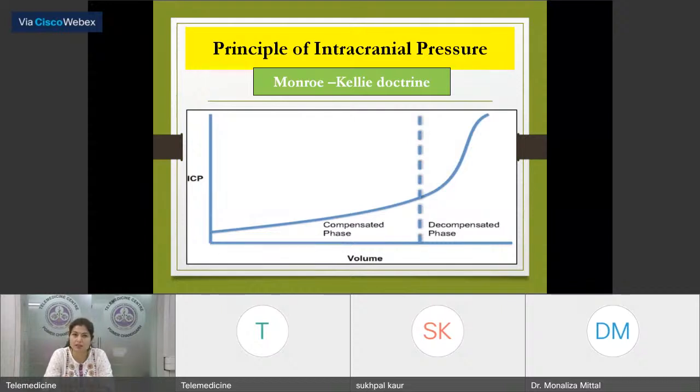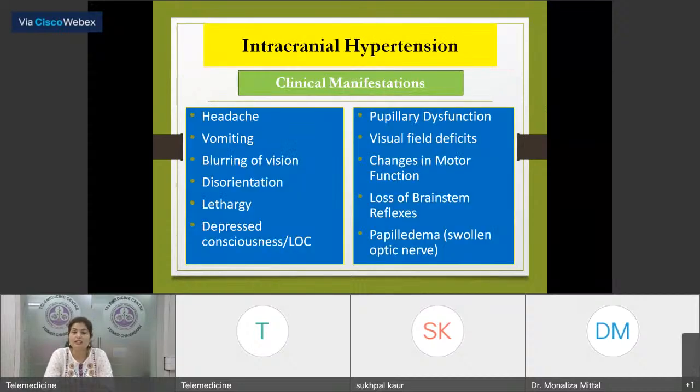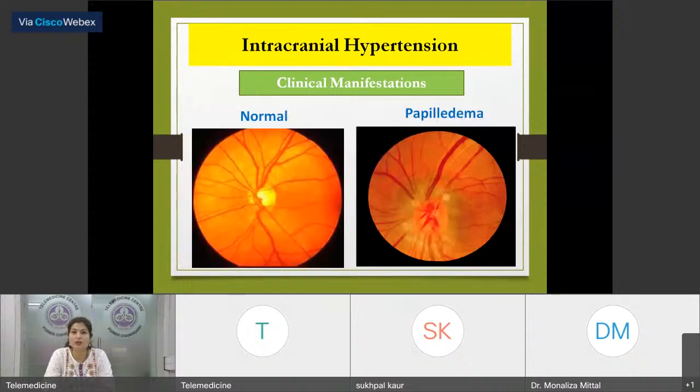So the body has some acceptable limit up to which it can control the intracranial pressure, but once it increases, it becomes intracranial hypertension, and the body will show its symptoms. What are the most important symptoms? Headache, vomiting, blurring of vision, disorientation, lethargy, depressed consciousness or sometimes loss of consciousness, pupillary dysfunction, visual field deficits, changes in motor function, and loss of brainstem reflexes. We already talked about reflexes in the last session, when Ms. Punita Sharma clearly discussed the brainstem reflexes. And most importantly, papilledema, which is a swelling of the optic nerve.